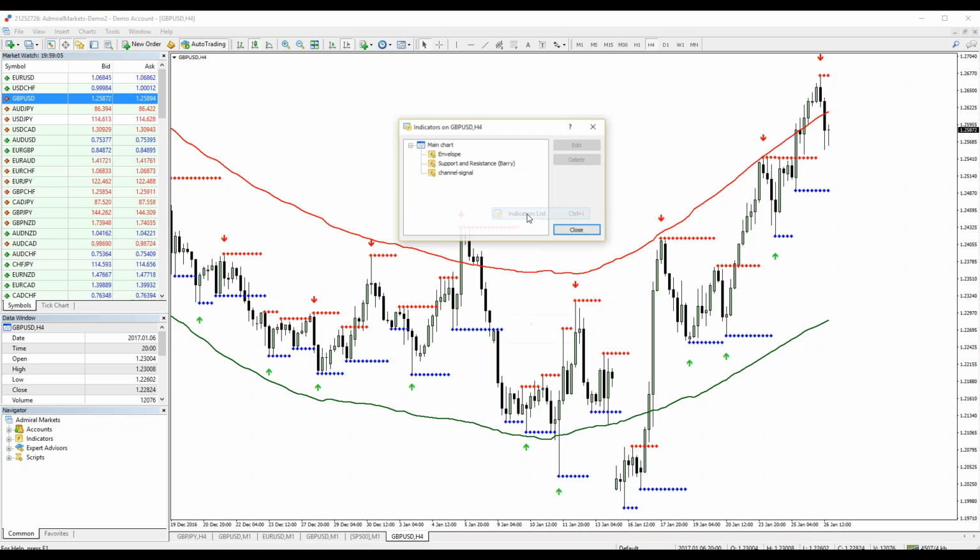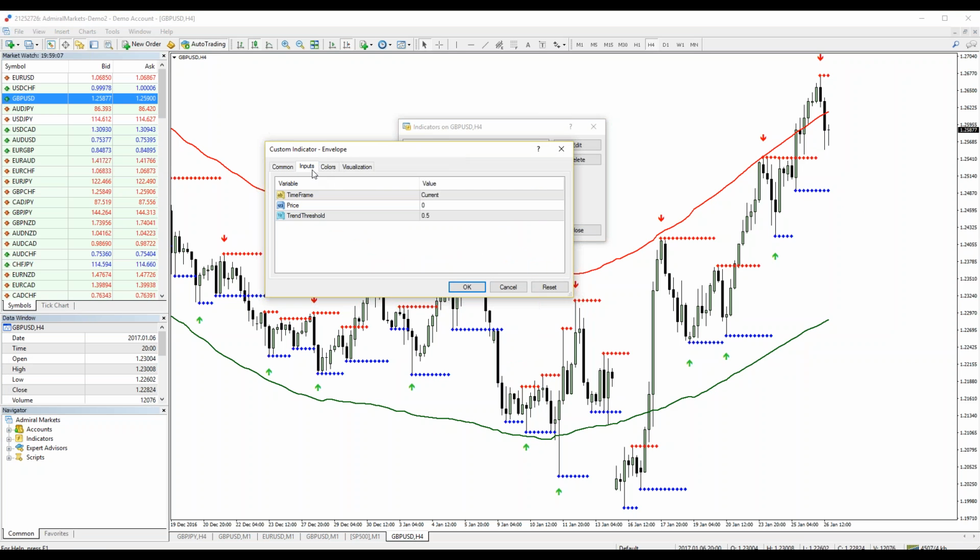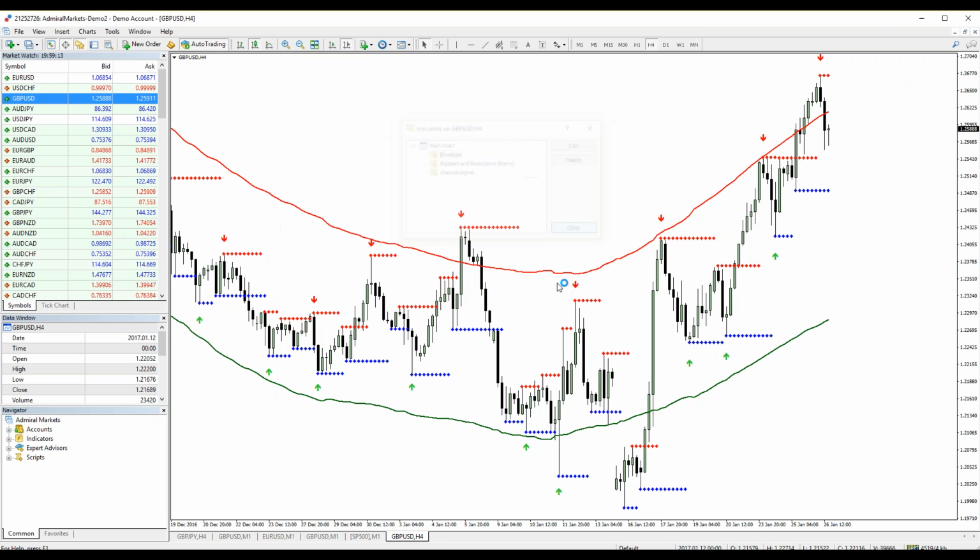The settings here, I think, are the default settings. It's 0 and 0.5. You see, this is actually a custom indicator, so I will send you the template. You just need to email me. My email is torrentialfx@gmail.com.